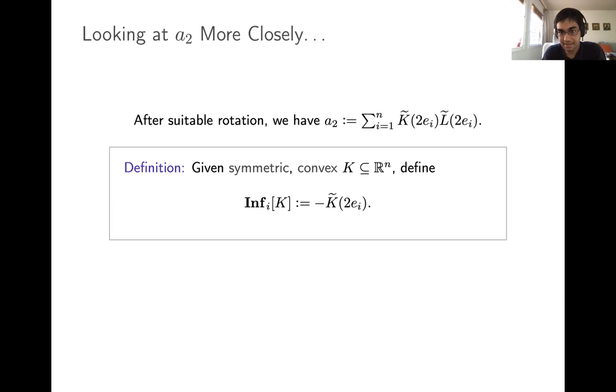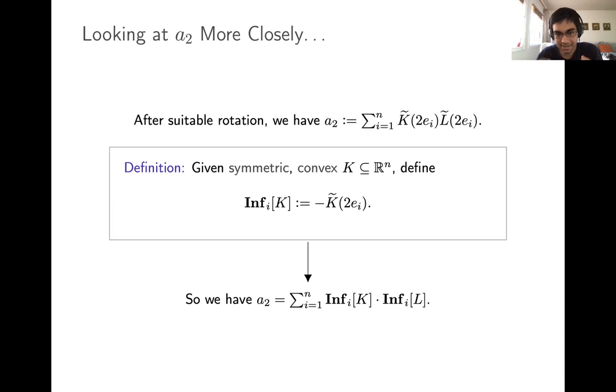And inspired by the resemblance with Talagrand's inequality, it's a natural thing to define these degree 2 Hermite coefficients as the influences. We're going to be negating them, and the reason for this will become clear on the next slide. So given a symmetric convex set K, we're going to define the influence in the ith direction as this negated Hermite coefficient, where the Hermite coefficient is a degree 2 coefficient with one non-zero entry, namely a 2 at the ith coordinate and a 0 everywhere else.